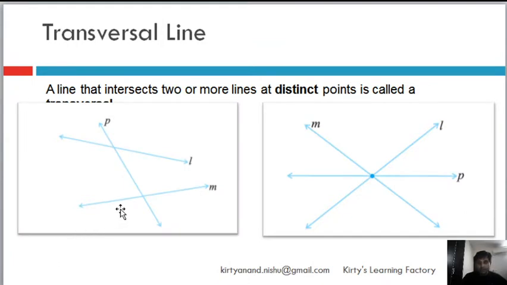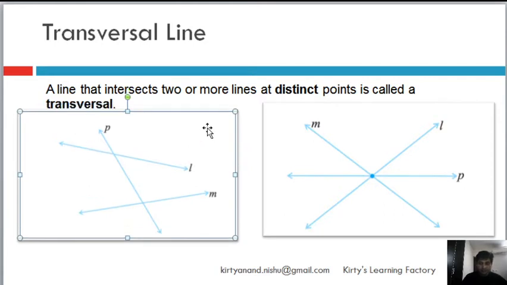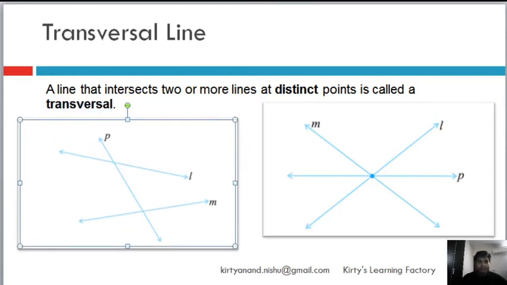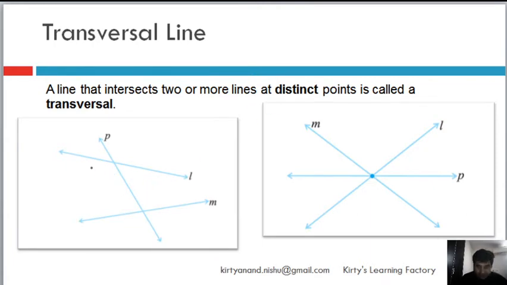What is a transversal line? Okay. So transversal lines basically, see, there are two lines L and M, and then there is a line P which is intersecting line L at this point. Let's call it point A, and then it is intersecting line M at a point B. So this line P intersects L and M at points A and B. So line P is a transversal line to lines L and M.